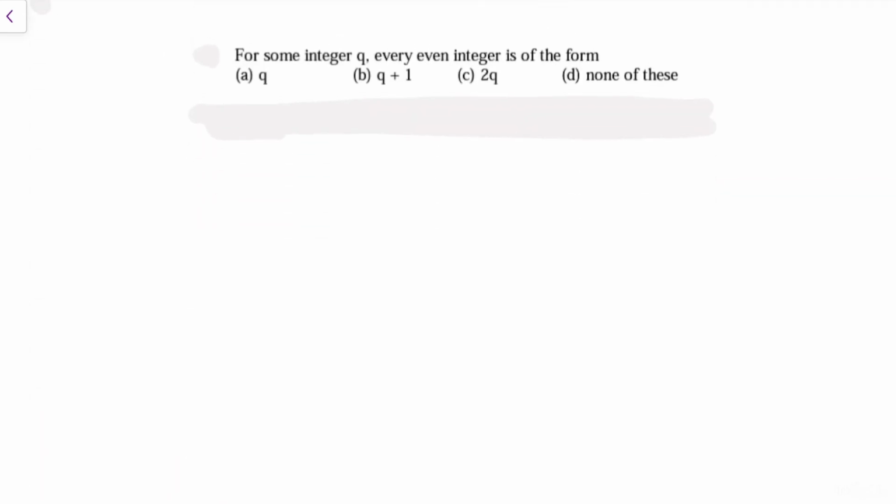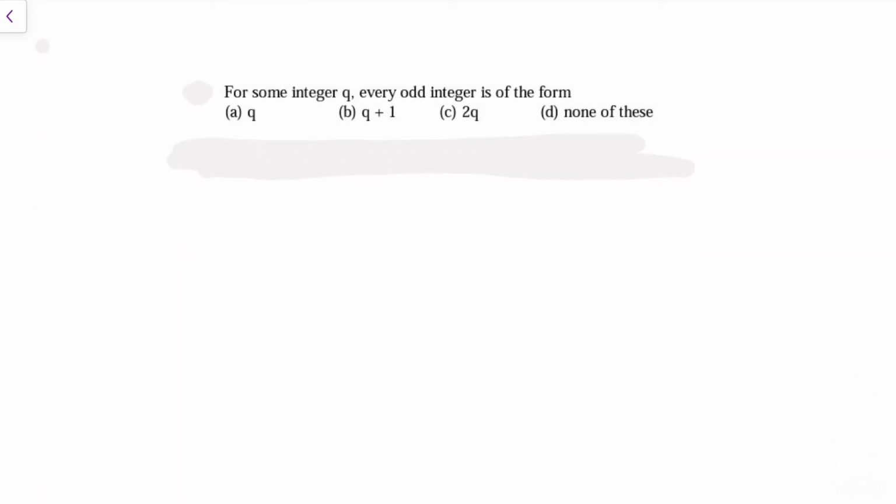Next, for some integer q, every even integer is of the form 2q. For some integer q, every odd integer is of the form 2q plus 1. So here the option is not there, so none of the above.